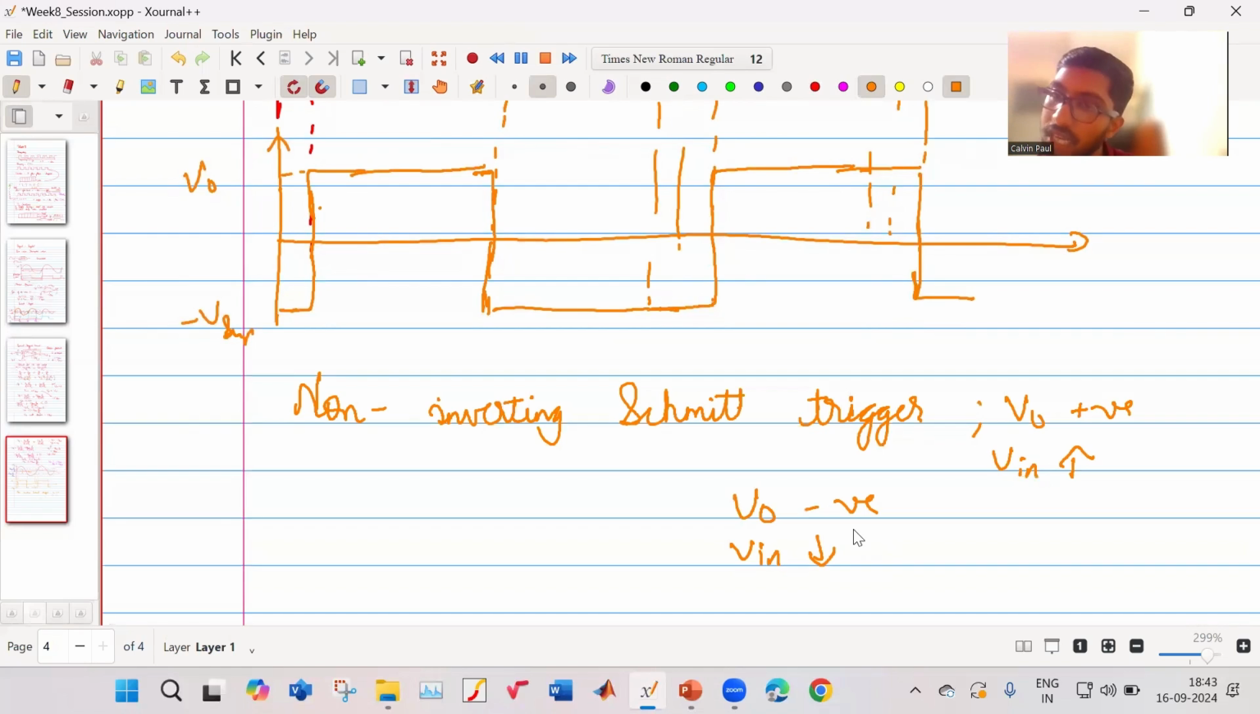Depending on whether your input is increasing, then at some condition it becomes positive. When your input is reducing, then at some condition it will become negative. So that is why it is a non-inverting Schmitt trigger. There's another circuit in which it happens opposite: when your input is increasing, your output suddenly falls low, and when your input is reducing, your output goes high. So that is an inverting Schmitt trigger.